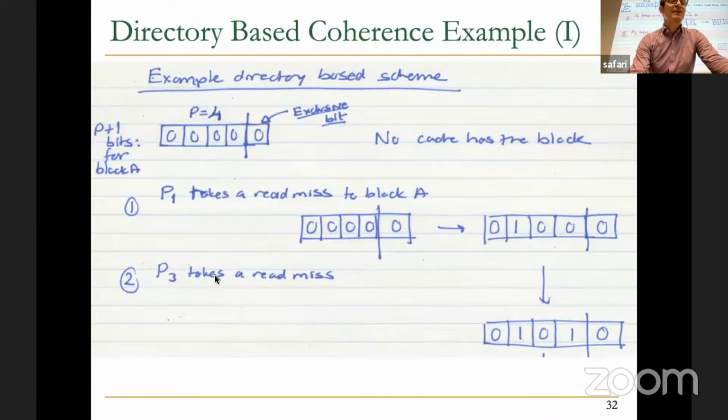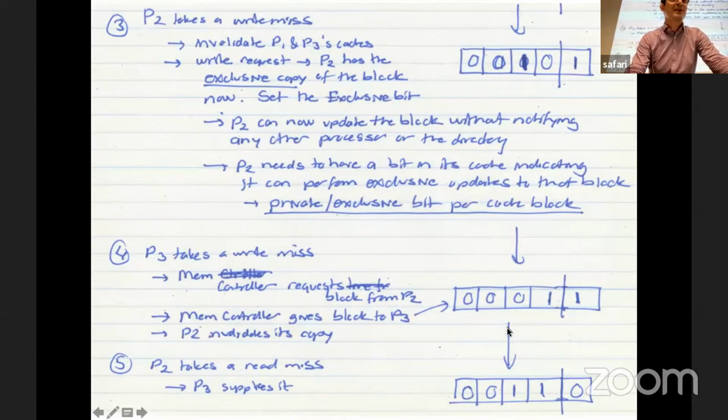Then processor 3 takes a read miss and notifies the directory, saying, directory, I want this cache block. Can you give it to me? The directory says, no problem. It supplies the data either from memory or tells processor 1 to give the data to processor 3, depending on the network structure, as we will see tomorrow. It then sets processor 3's bit. Now both of the processors have the cache block, and the directory knows that. So it's basically a simple bit vector-based scheme.